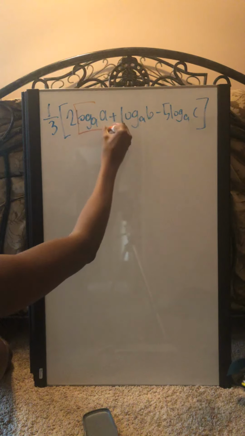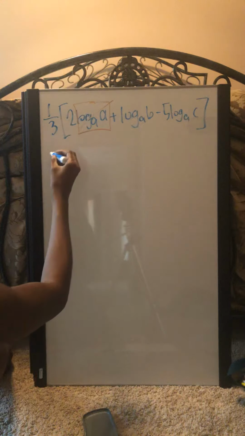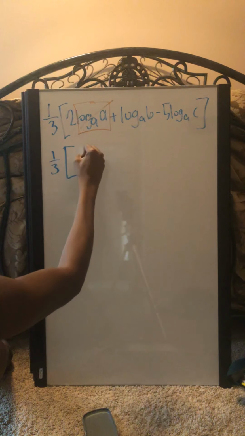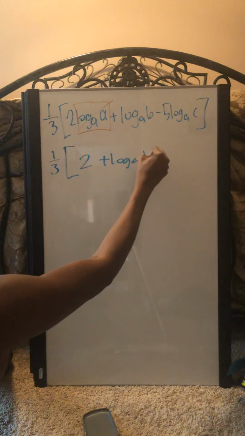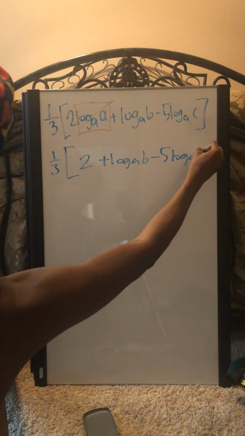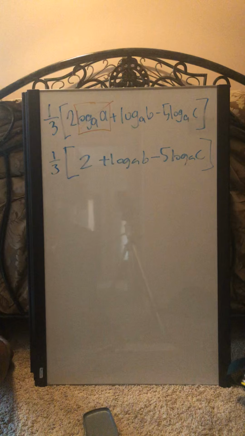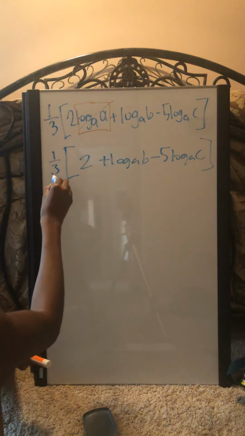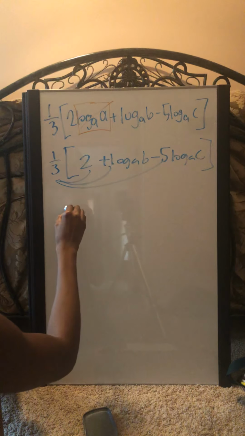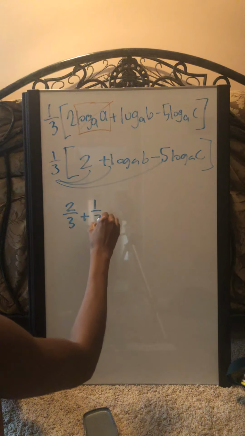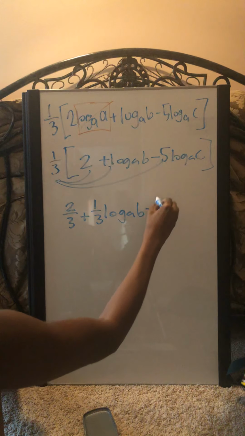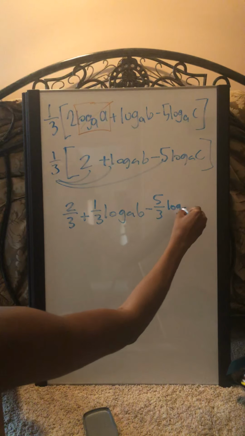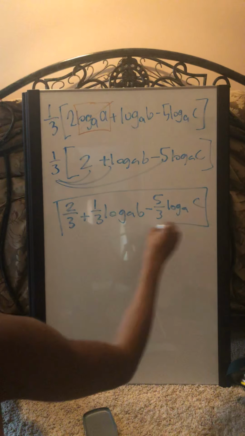Remember, whenever you see double, we have log a of a here. That's going to cancel to a 1. So we're really just left with the 2, right? So we have 1/3 times 2 plus log a b minus 5 log a c. And then last, to get rid of these brackets or parentheses, first we check the power, there is not one, and then we distribute. So we distribute this 1/3 to all three of our parts. So we have 2/3 plus 1/3 log a b minus 5/3 log a c for the final answer.